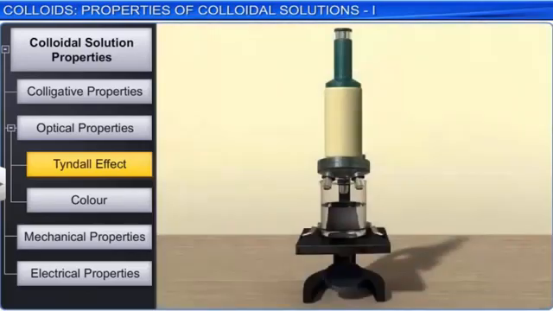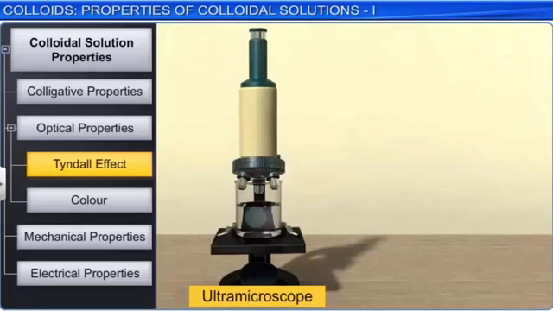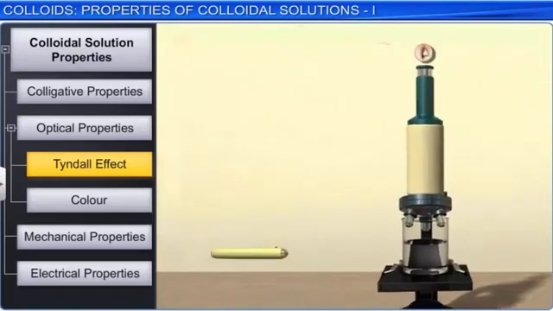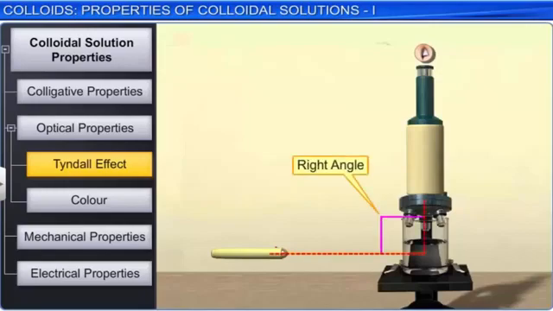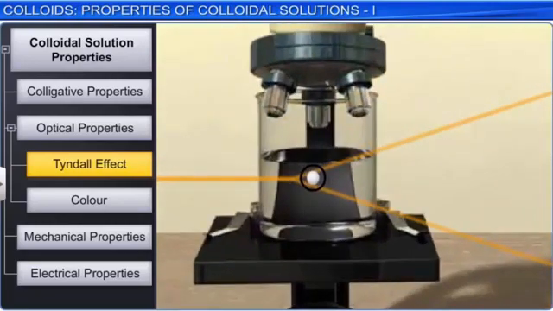The Tyndall effect was used to devise an instrument known as the ultramicroscope by Zsigmondy in the year 1903. The instrument is used to detect particles of colloidal dimensions. In an ultramicroscope, an intense beam of light is focused on a colloidal solution in a glass vessel. The solution is then observed in the microscope at right angles to the beam of light. The zone of light scattered by each individual colloidal particle is larger than the particle size.